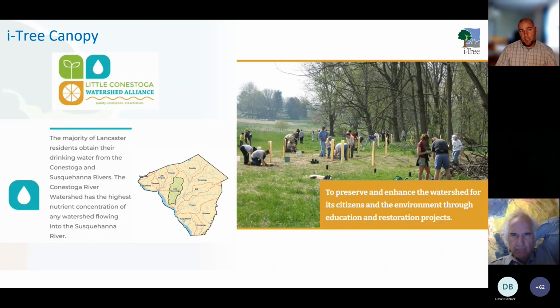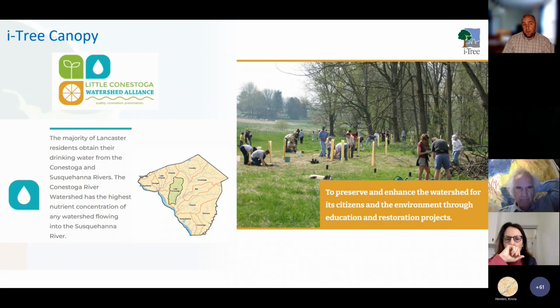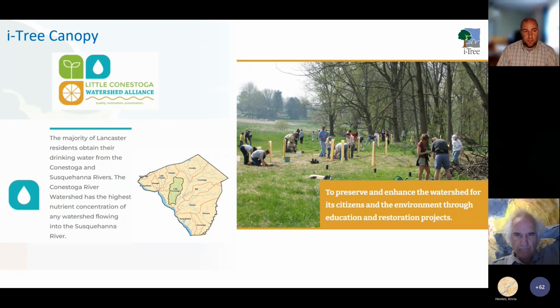So the first example is using iTree Canopy. This is a group near where I live, out in Lancaster, Pennsylvania, the Little Conestoga Watershed Alliance. The Little Conestoga is a small river here, feeds into the Conestoga River, which feeds into the Susquehanna, which empties out into the Chesapeake Bay. So in Lancaster County, we have a whole lot of farmland. A lot of farmland runoff of various sorts goes into these waterways and makes its way into the bay. There's a lot to be done on these smaller watersheds.